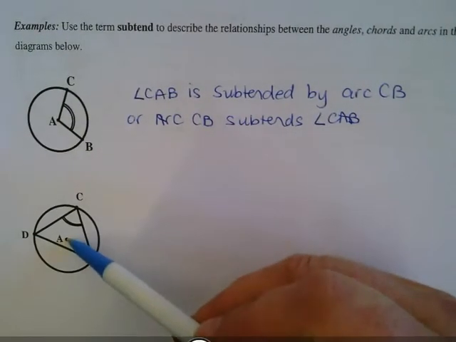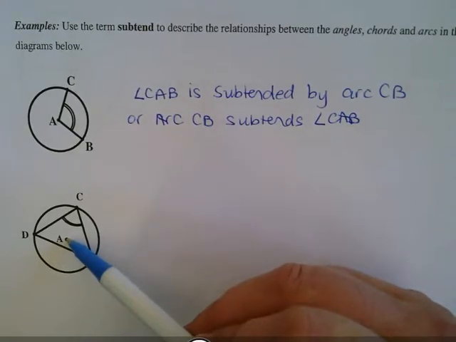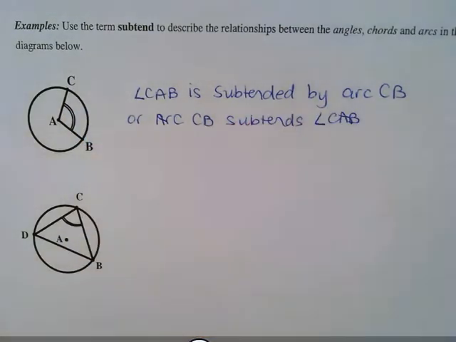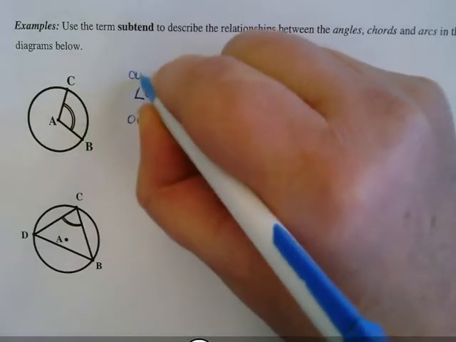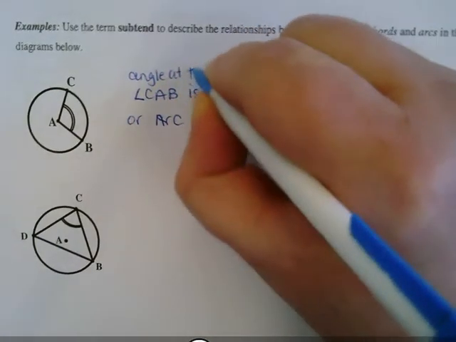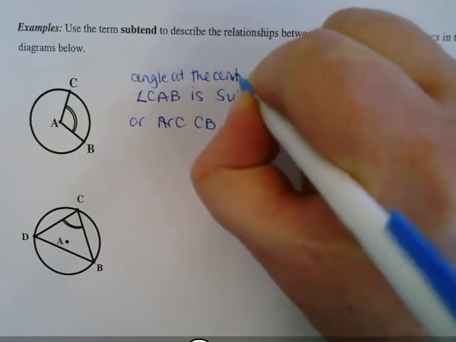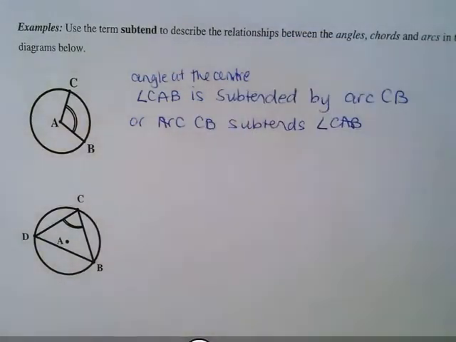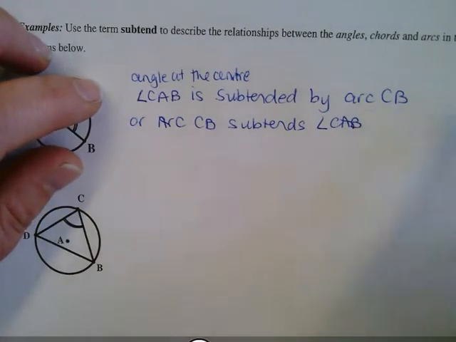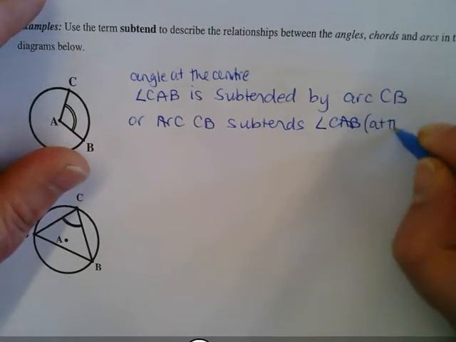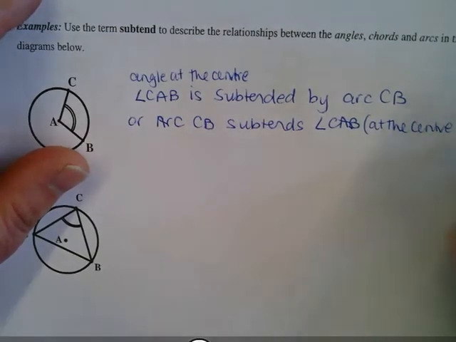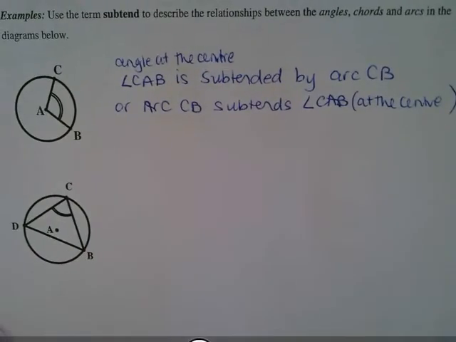A just happens to be the center of the circle here. Oh, no, that's just a marker. Okay. And I could say here that the angle at the center, which is angle CAB, is subtended by that arc, or arc CB subtends angle CAB at the center. All right, the next one.